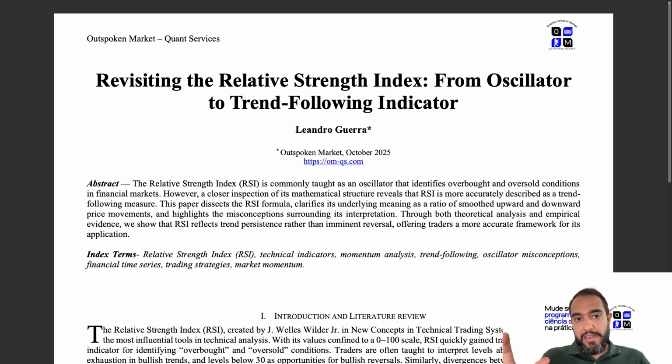Traders think the RSI is going to be something to point out overbought or oversold zones from a particular security, and that is not the case. And in my paper, I point out to you every single reason that you should trust, verify, and actually trade by the trend following point of view.